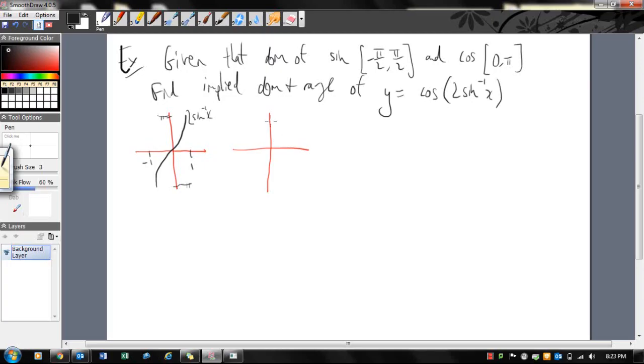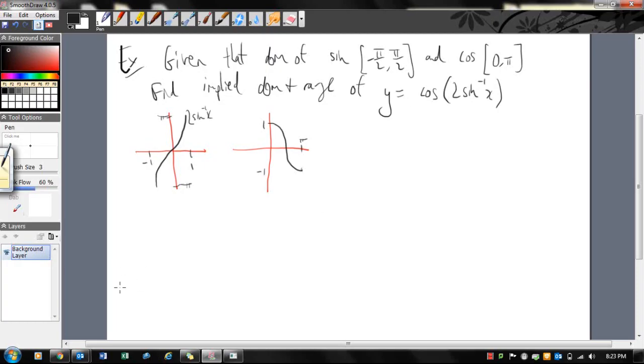And the other function is cos, and it's restricted to 0 to pi, so it just looks like that. There's pi there, 1, negative 1. Just looking at these two functions, we need to see where this thing is defined. So where will y be defined? What you need to remember is that we need to find where the inside function is defined, and where the range of the inside function lies, and the domain of the outside function.